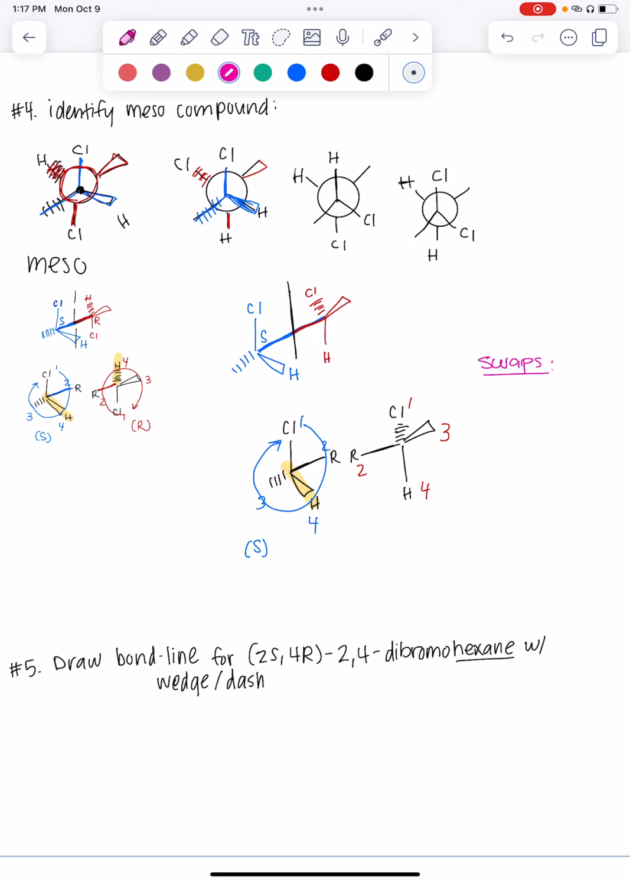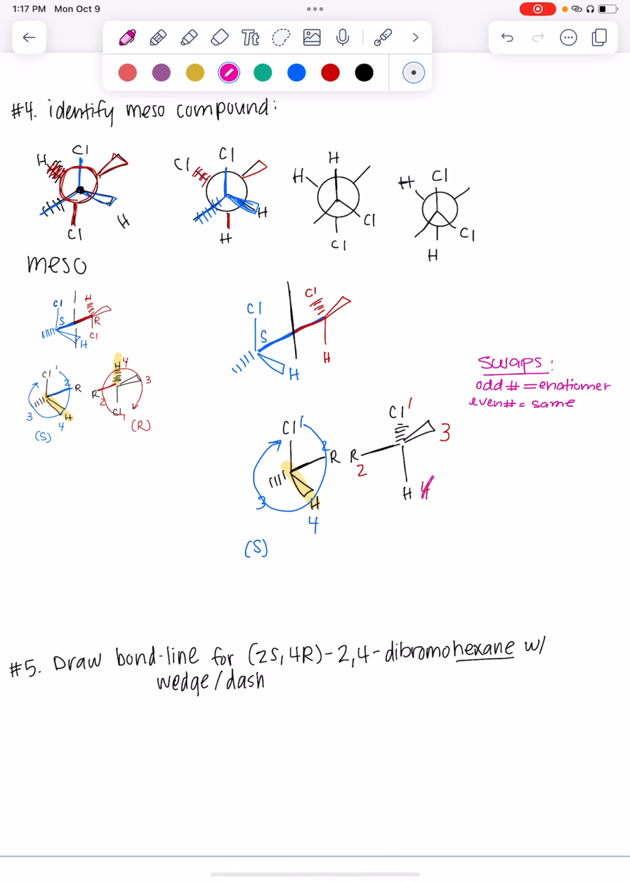So if we do an even number of swaps, or let's do this. If we do an odd number of swaps, we get the enantiomer. If we do an even number of swaps, we get the same compound. So we want to swap an even amount of times so we can get the same compound and we can figure out whether this is R or S. So I'm just going to change the numbers, but you could rewrite it however you want.